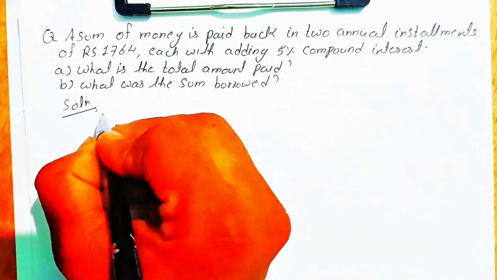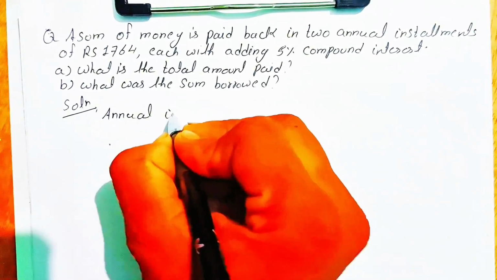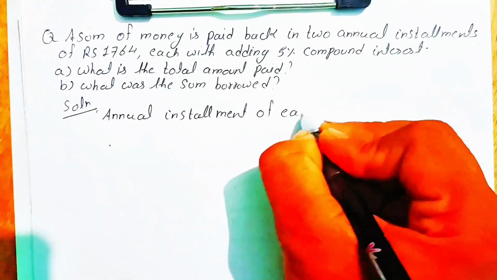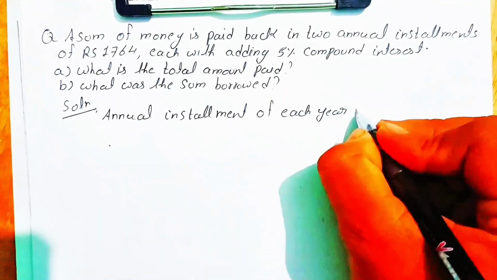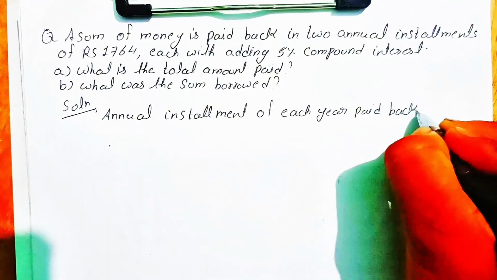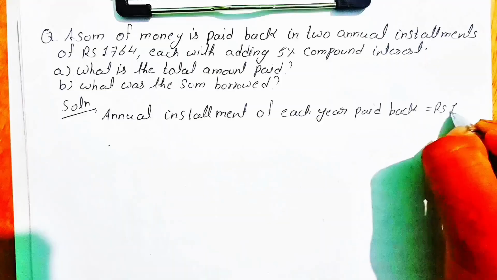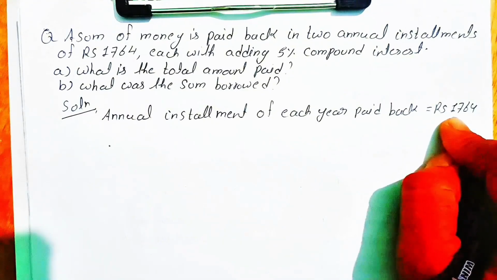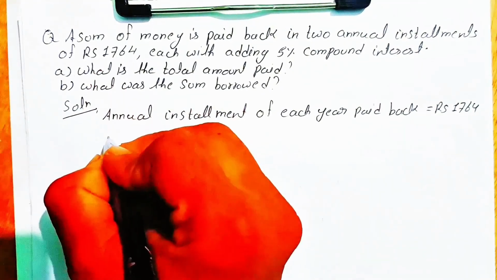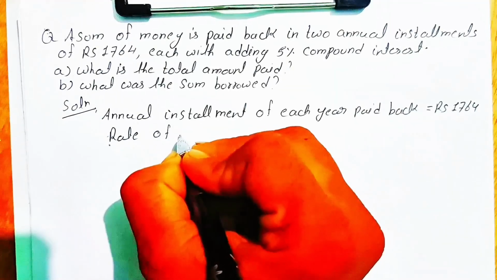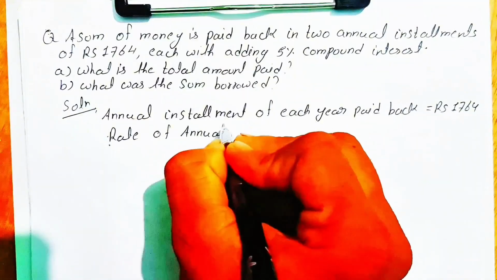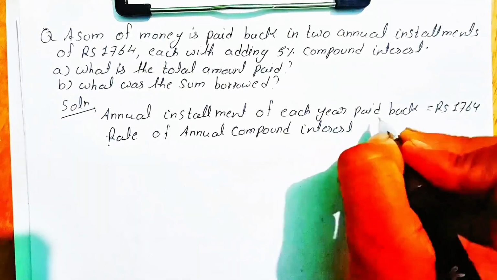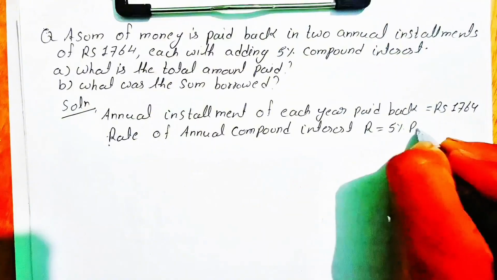Here is the given. The annual installment paid back each year is Rs1764, and the rate of annual compound interest is 5% per annum.